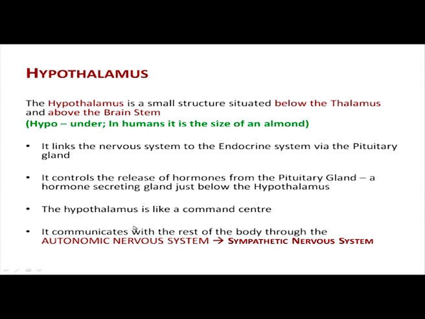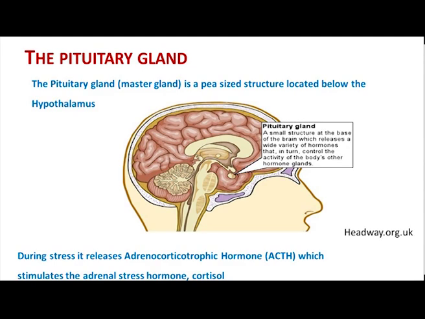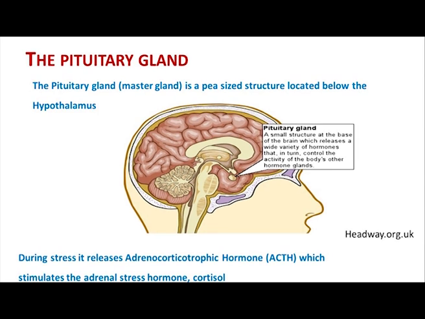The hypothalamus is like a command center. It communicates with the rest of the body through the autonomic nervous system, and in this case the sympathetic nervous system. So, now coming to the pituitary gland. Here it is just below the hypothalamus, a pea-sized structure. It is very small and is located below the hypothalamus. During stress, it actually controls the activity of the body's other hormone glands.